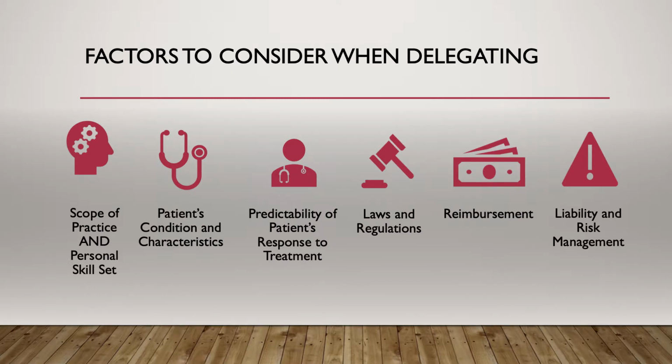So the documents in the previous slide describe several factors that we can and should consider as we decide whether a given task is appropriate for delegation to the PTA. As you can see from this list, these factors range from individual characteristics of the patient and the PTA to external factors such as laws and reimbursement. Now, we'll take a brief look at each of these factors separately.